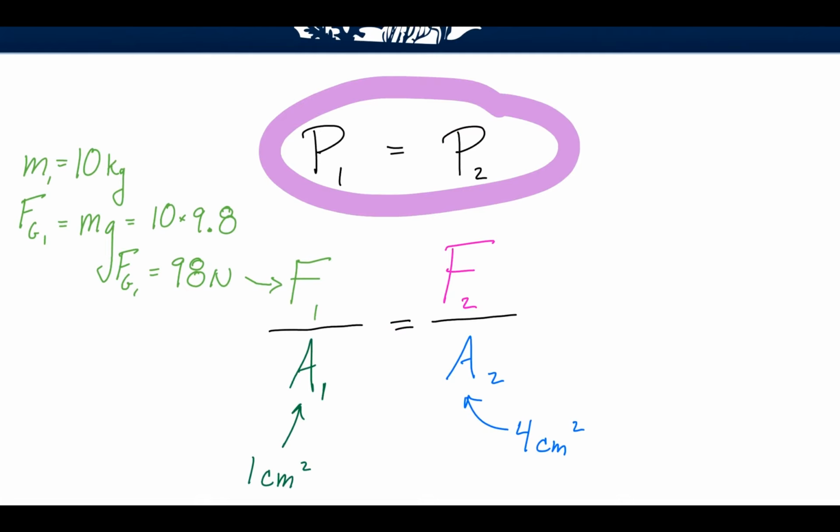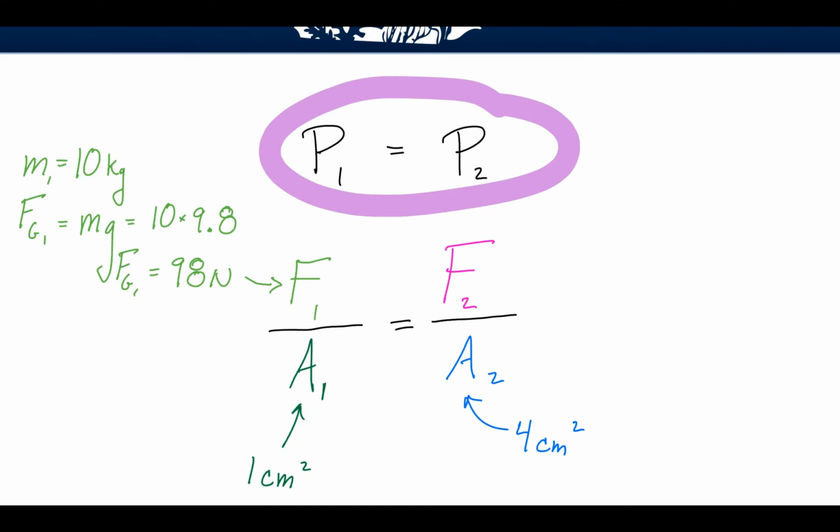Now, when we're talking about force for this, we need the force of that 10 kilogram weight. Well, we have the mass, and if we have mass, that means we can find the gravitational force, because gravitational force is mass times gravitational field strength. So that'll give us 10 times 9.8. So that means force 1 will be 98 newtons.